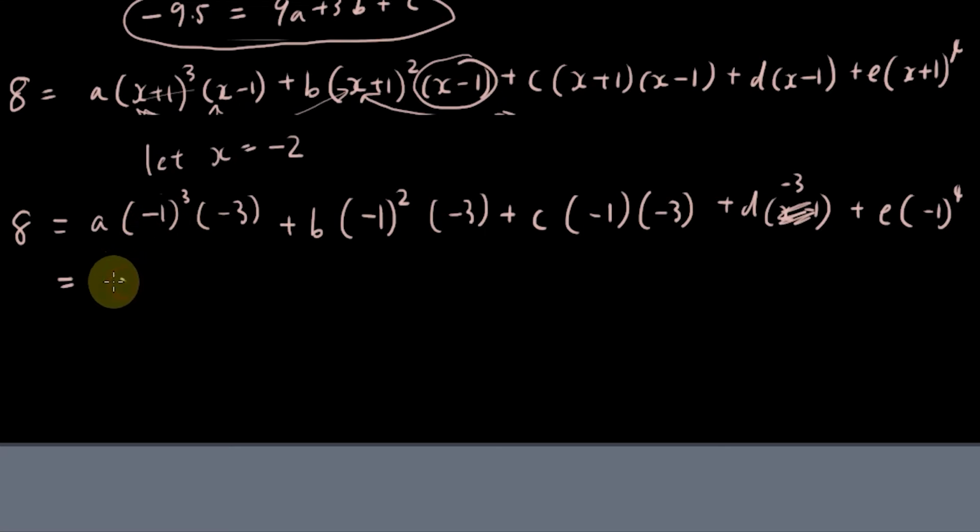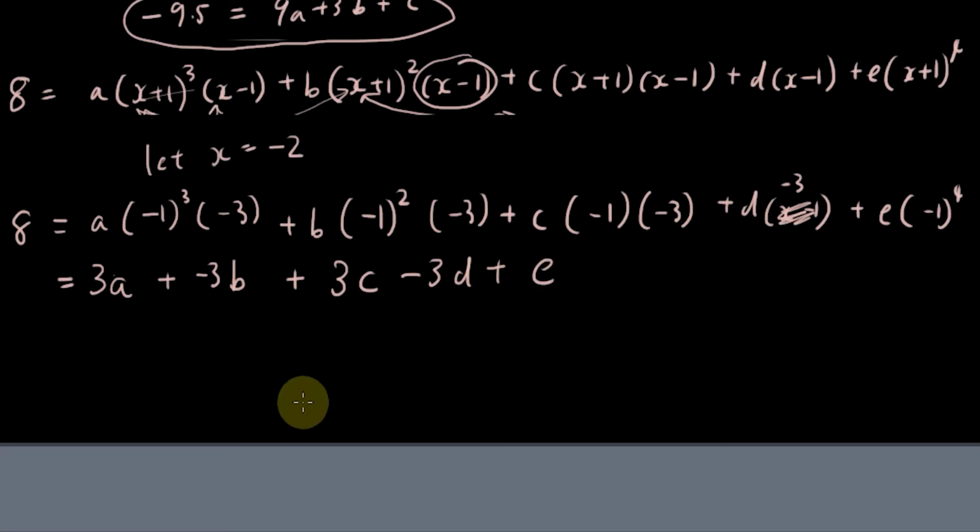So a negative 1 times negative 3 is positive 3a. Okay, b, negative 1 squared is positive 1. Positive 1 times negative 3 is negative 3b. C is positive again. Negative 1 times negative 3 is positive 3c. Minus 3d plus negative 1 to the power of 4 is 1e. Okay, 8 equals that.